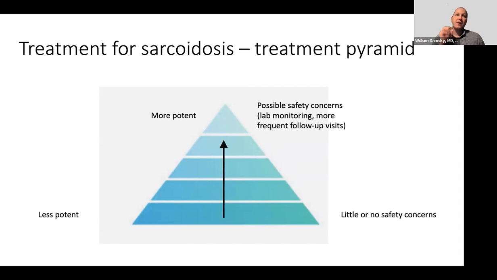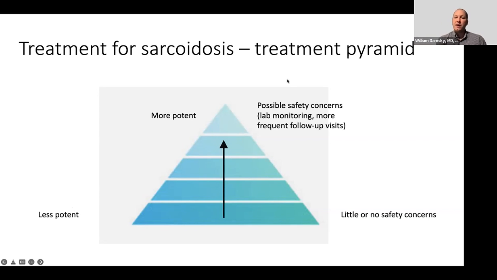When we approach treatment of any inflammatory skin disease, we often talk about this so-called treatment pyramid. What that means is that we may start with treatments or therapies that may be less potent or less effective, but have very little or no safety concerns. And if patients respond to that, great. If they don't respond to that, we move up the pyramid. And as we go up the pyramid, the strength or the potency of the medications tends to increase, but also do the potential side effects.